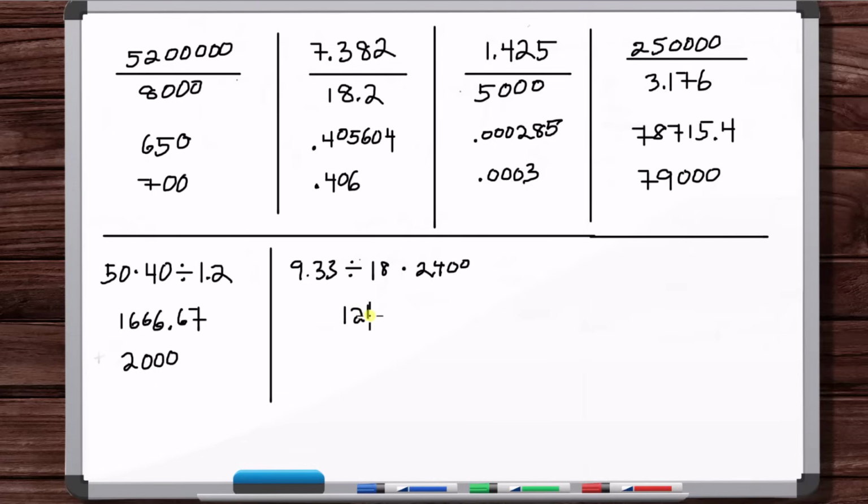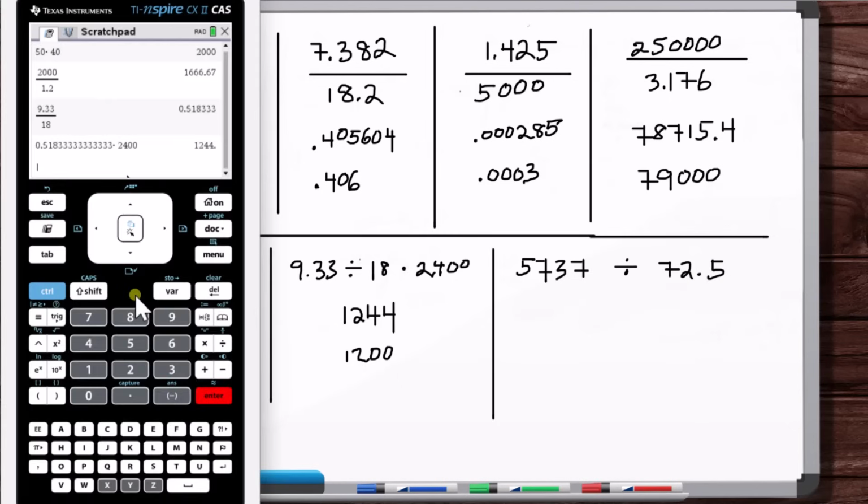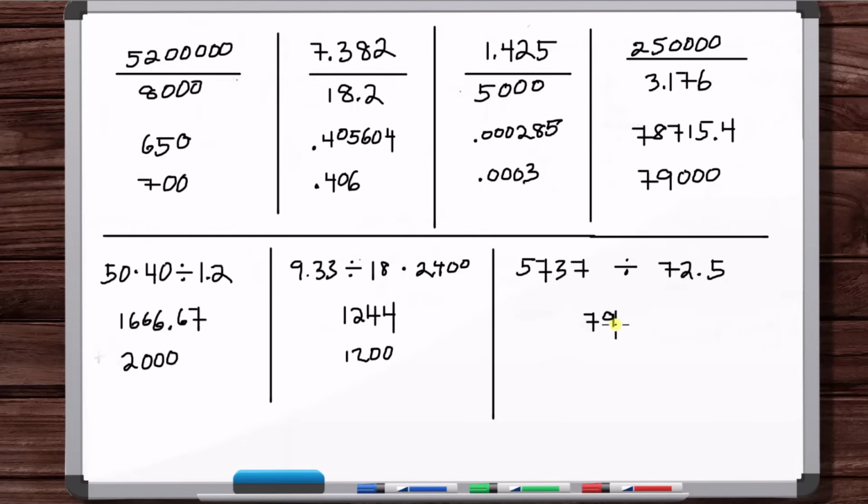All right, so 1244, 3 significant digits, 2 significant digits, 2 significant digits. So okay, 5737 divided by 72.5. 79.131. 4 significant digits, 3 significant digits, so we're going to round this to 79.1.